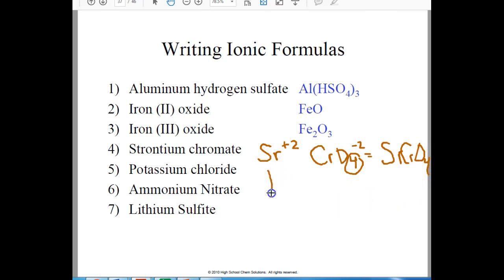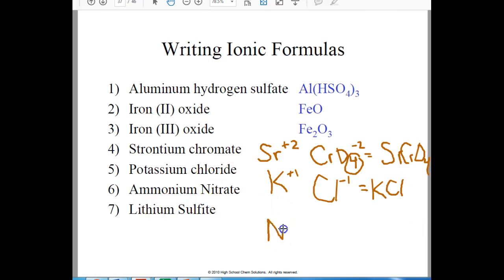Potassium chloride. Potassium is K, and it has a +1. And chloride is Cl with a -1. So +1, -1, those are already balanced. So much easier when that happens. You can just write those together.